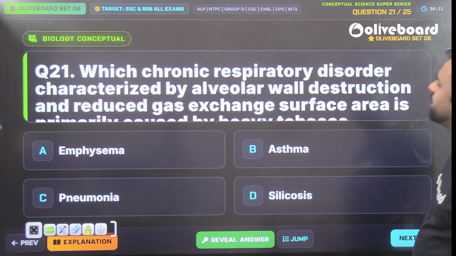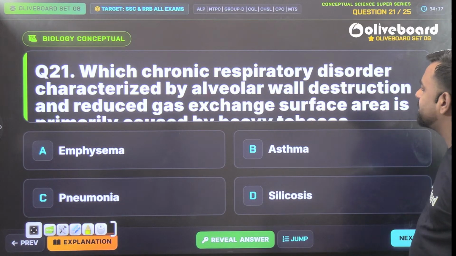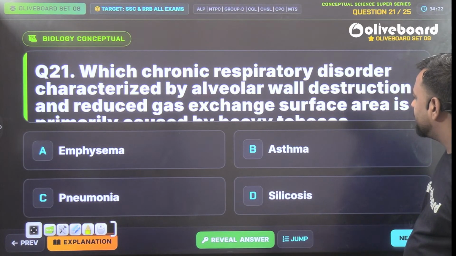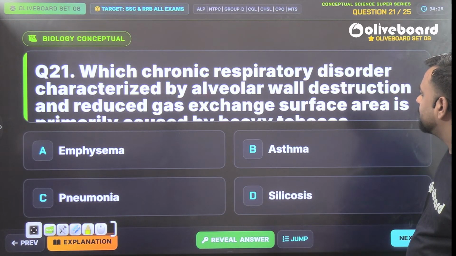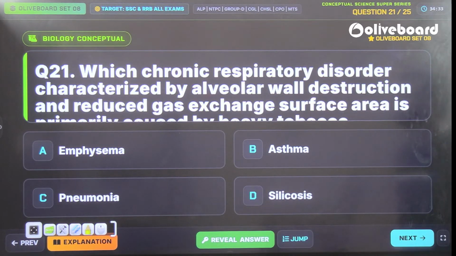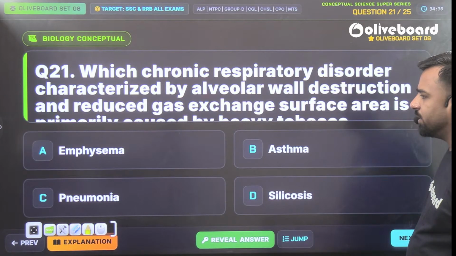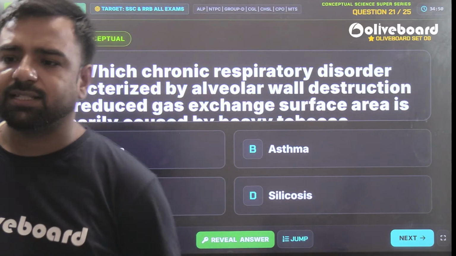Next, which chronic respiratory disorder characterized by alveolar wall destruction and reduced gas exchange surface area is primarily caused by heavy tobacco? So guys, what should be the correct answer? Is it asthma, silicosis, pneumonia, or emphysema? So here the answer will be emphysema. No, it's not C. Vignesh, this time the answer will be A.